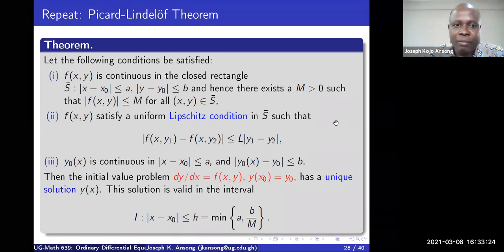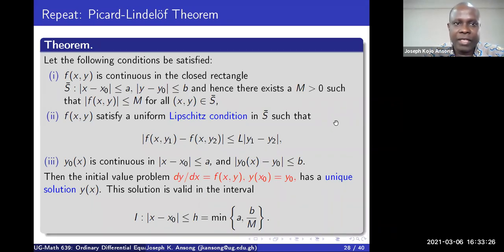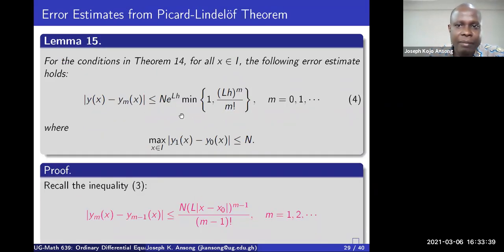So one important thing about proofs is that they can often lead you to some important results. Bonuses from the proof, if you like. So this seems to be the case here. Here's a lemma that's going to help us to find estimates of errors that we make by taking successive estimates, if you like. I will explain a bit more about that. This is the lemma for the conditions in Theorem 14. Theorem 14 is just the Picard-Lindelof theorem.